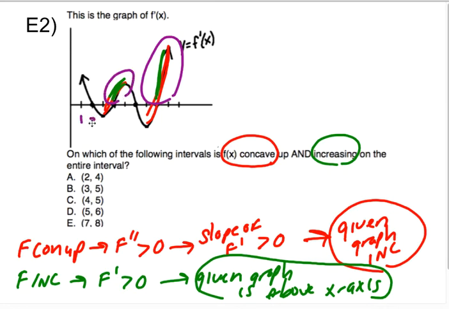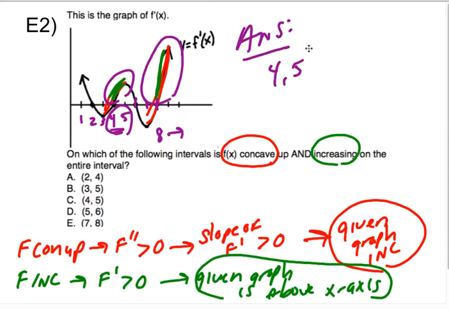Well, this is 1, 2, 3, 4 to 5. So 4 to 5 is one window. 6, 7, 8, 8 to infinity is the other window. So the answers that would possibly work are 4 to 5 and 8 to infinity. Well, they didn't give 8 to infinity as a choice, so of the intervals they gave me, the one that answers the question is 4 to 5.